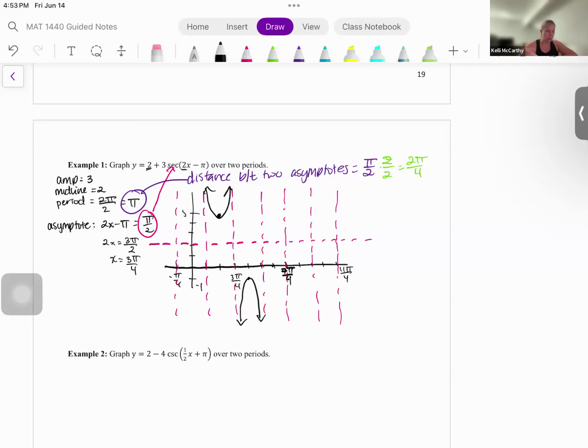Now we can continue on halfway between 5π/4 and 7π/4. So that's going to be 6π/4 or 3π/2. We're going to be at that minimum of the branch that opens up. Between 7π/4 and 9π/4 is 8π/4 or 2π. We have that maximum of the branch that opens down. And we can continue that pattern as we go.